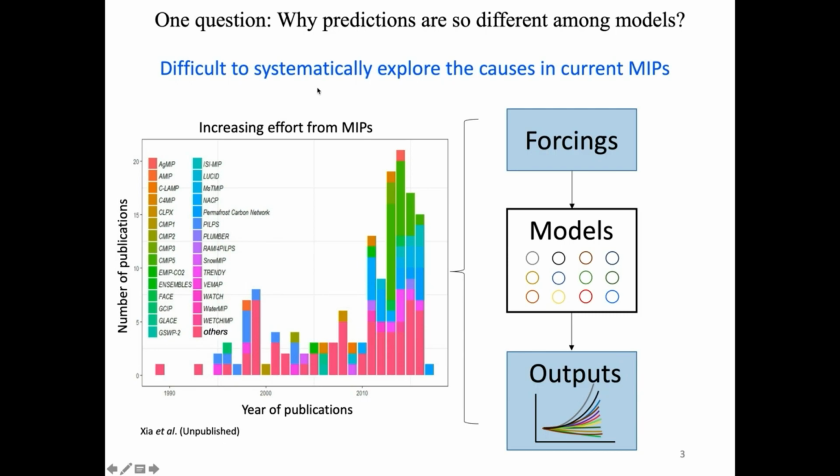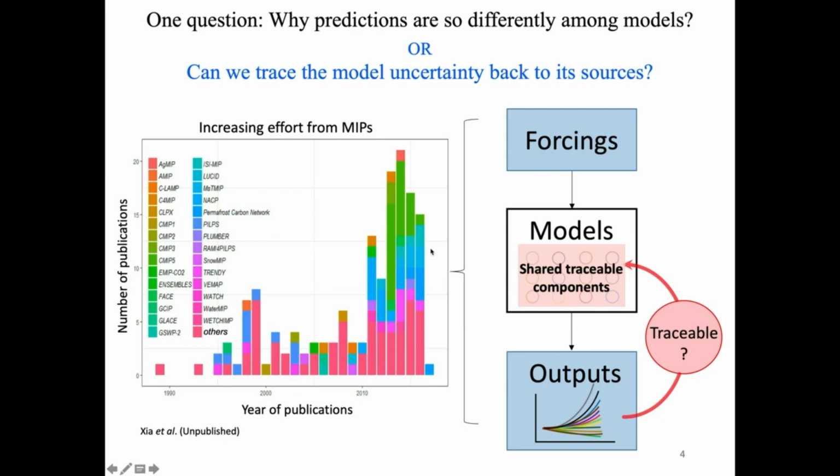among the models? In the past 3 decades, we have seen an increasing number of model comparison projects, or MIPs. Although those MIPs have led to a lot of publications, they are not designed to explore the causes of the model uncertainty. So, our question is, can we trace the model uncertainty back to the sources?